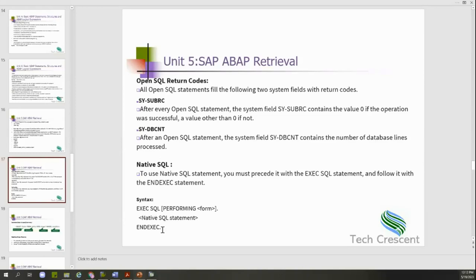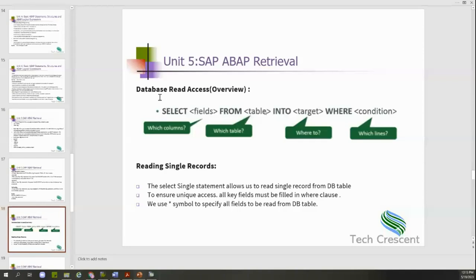And this is what I was telling you about native SQL. Native SQL will start with EXEC SQL, and then you write your native SQL statement and end it. So this is the database read access. These are the fields, which columns, from which table, into where to, and where is the condition. Whenever we are reading a single record, it allows us to read the single record from the database table. And to ensure unique access, all the key fields must be filled in the WHERE clause. We also use the asterisk symbol to specify all the fields to be read from the DB table.